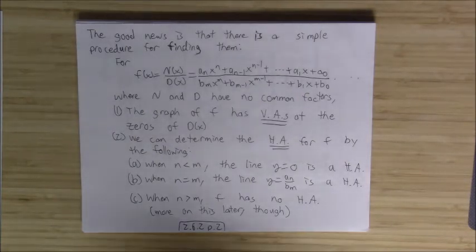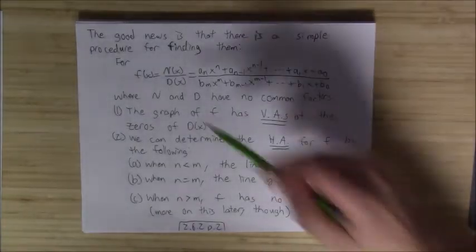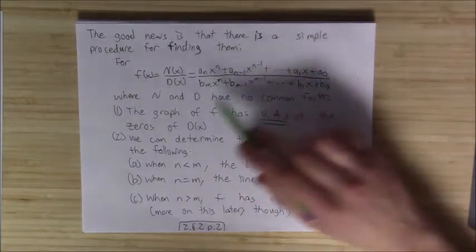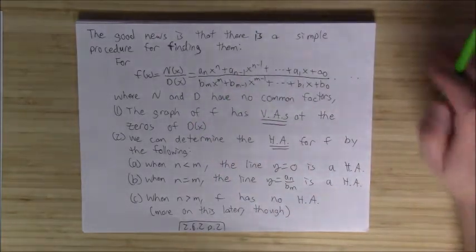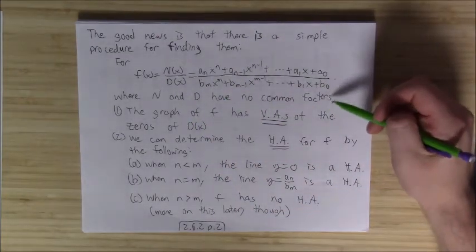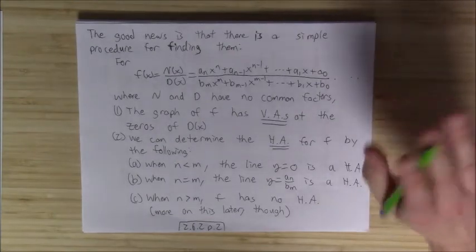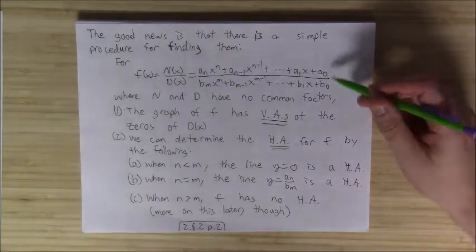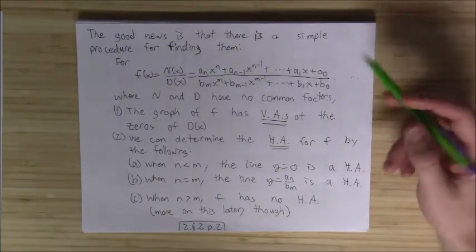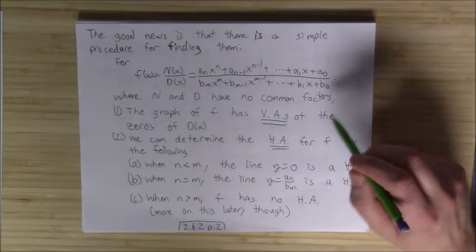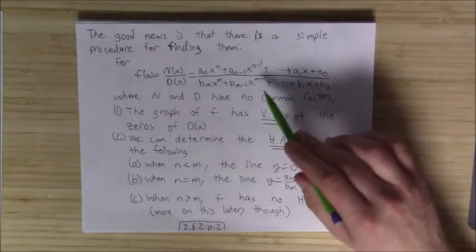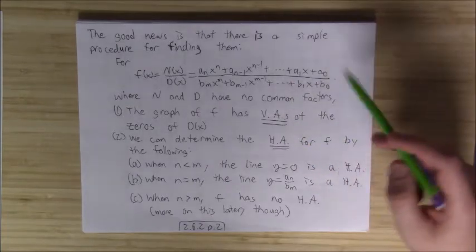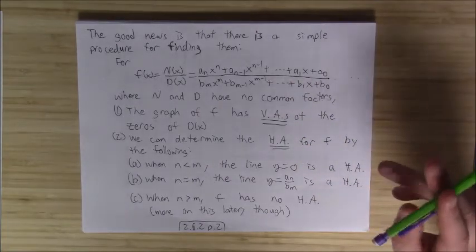If you have a rational function n of x over d of x, that is some polynomial over another polynomial, n being the numerator polynomial and d being the denominator polynomial, we also want them to have no common factors. We'll talk about what happens if there is a common factor when we talk about graphing rational functions. We say that the graph of f has vertical asymptotes at the zeros of the denominator. So wherever the denominator is 0, we expect to get vertical asymptotes. We saw that a little bit in the last video.